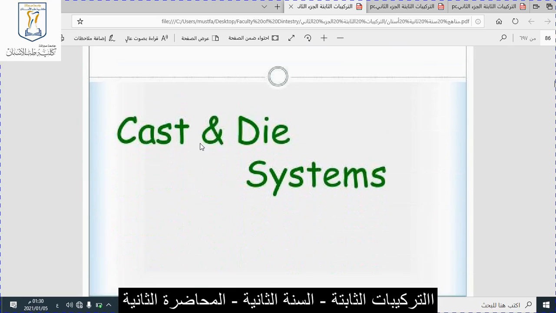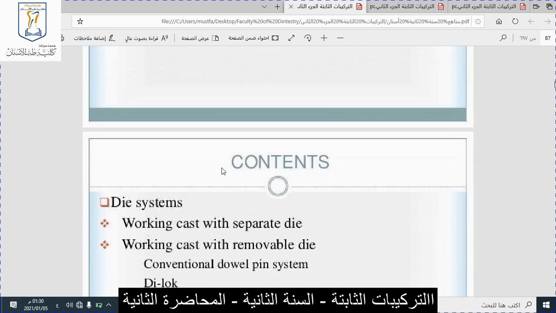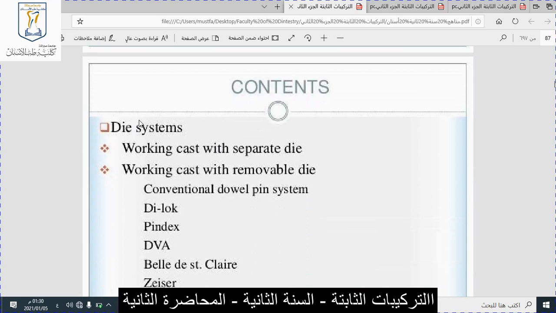This is the second thing: the cast and die system. The die is a single reproduction of one tooth. We make the die for easy reproduction of the margin, and to reproduce the axial, mesial and distal sides of the restoration. So it is easy to contour the mesial and distal, and easy to give the proper margin for the restoration.